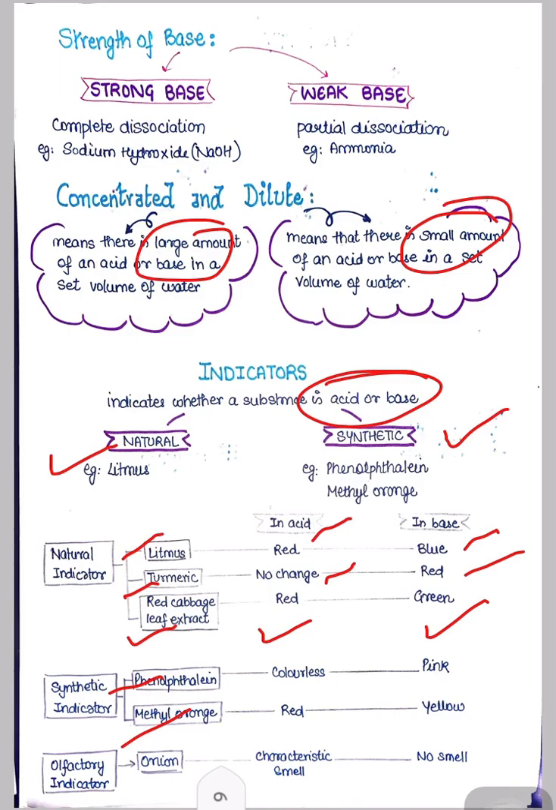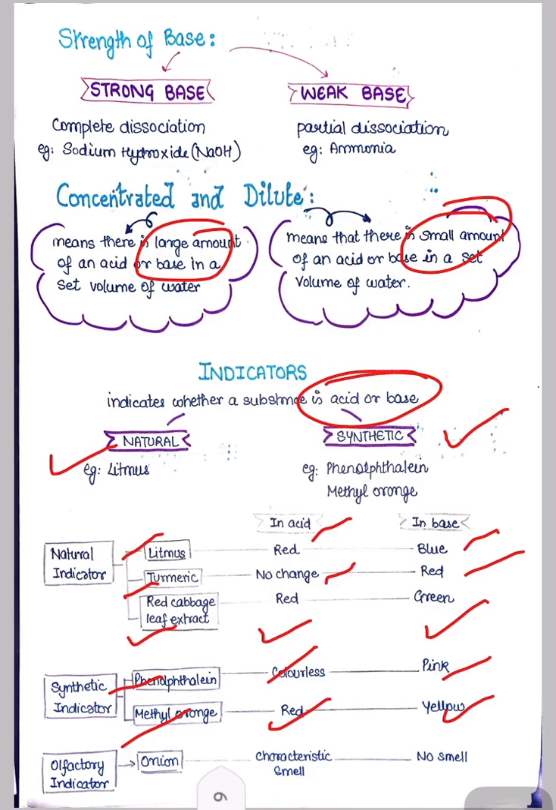Moving forward to synthetic indicators, phenolphthalein is colorless in acids and pink in base. Methyl orange gives red color in acids and yellow color in base. This is a very important CBSE question, the color changes. So I repeat, phenolphthalein gives colorless in acids and pink color in base, and methyl orange gives red color in acids and yellow color in base.